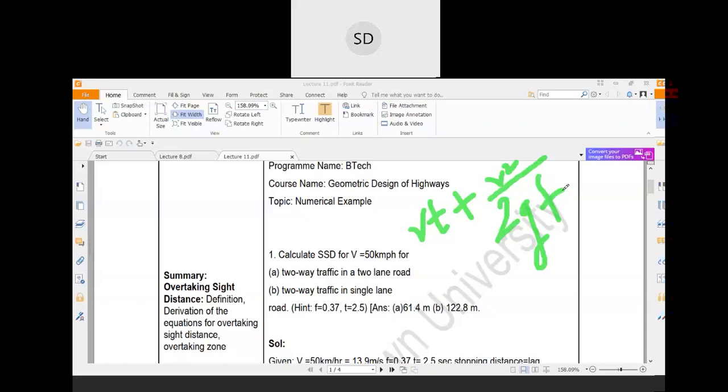As we have already discussed this thing, in this formula, V is in meter per second. So therefore, you have to convert that 50 km/h into meter per second.